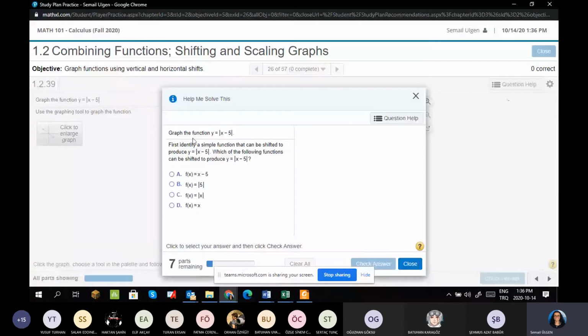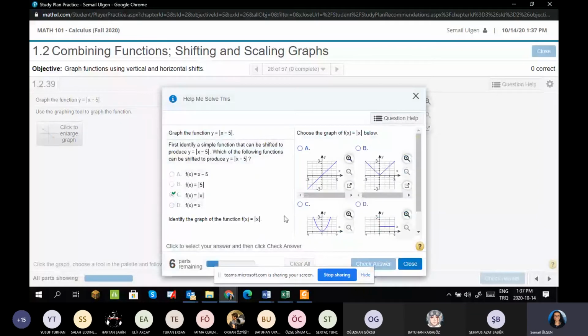So it's going to say, first identify a simple function that can be shifted to produce y is equal to absolute value of x minus 5. Which of the following functions can be shifted to produce y is equal to absolute value of x minus 5? And I need to answer that. So they are helping me step by step to get to it. So I'm going to say, of course, this is C. Let's check the answer if I'm right or not. Okay, I did an excellent job.